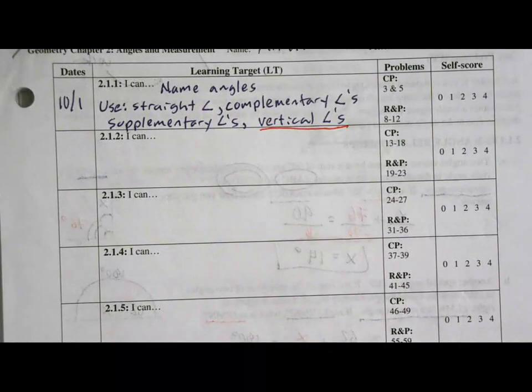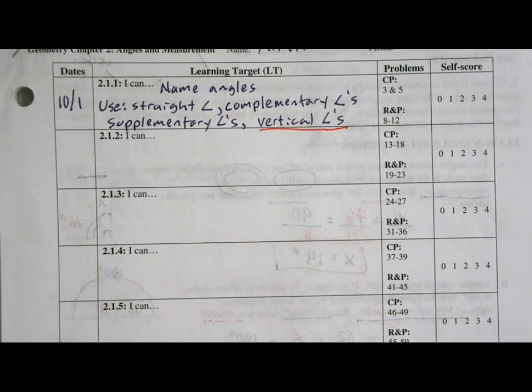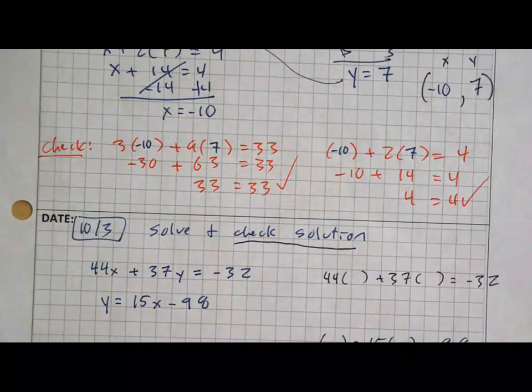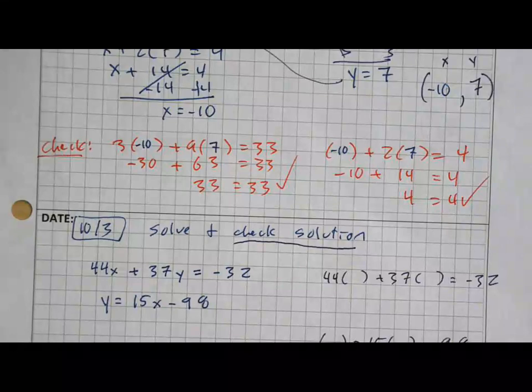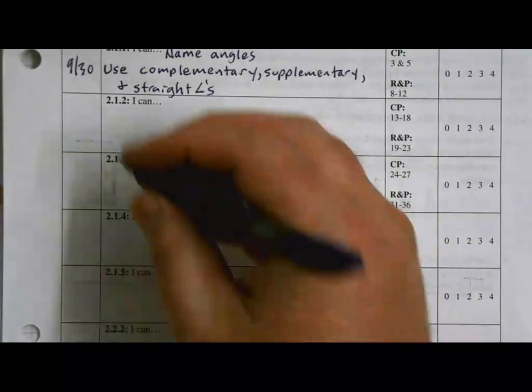Okay, today is the 4th. This is the wrong packet, sorry. Let me get the second period packet. Today is the 4th.